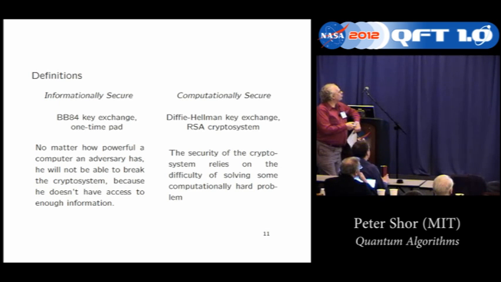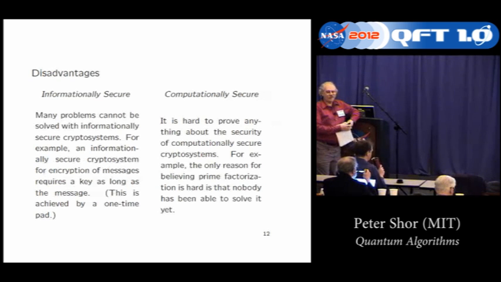And for computationally secure, we have the Diffie-Hellman key exchange and the RSA cryptosystem and lots more classical cryptosystems. And these rely on the difficulty of solving some computationally hard problem. And if you're lucky, you base your cryptosystem on a computationally hard problem which really is hard, and maybe even one which, like factoring, a lot of mathematicians have thought about and have not been able to solve, so it's been tested by a lot of smart people trying to break it.